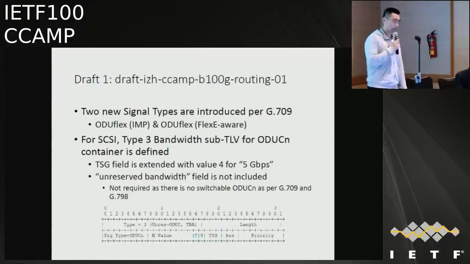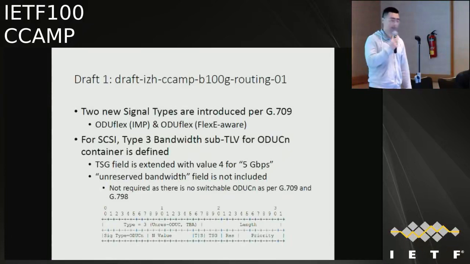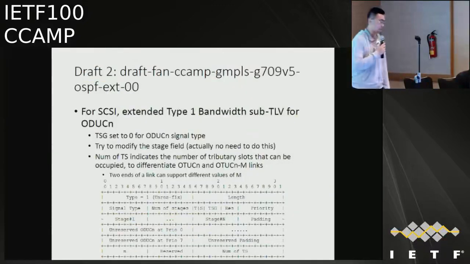Next, thanks. The first draft has been presented in a previous IETF meeting. In this draft, the type 3 bandwidth TLV is defined for the OTUCn in container, and the TSG is extended for 5G granularity. The unreserved bandwidth is not included, as the OTUCn is not switchable. Next, thanks. This is the detail of the label introduced in the first draft, which has also been presented in a previous IETF. Next, thanks.